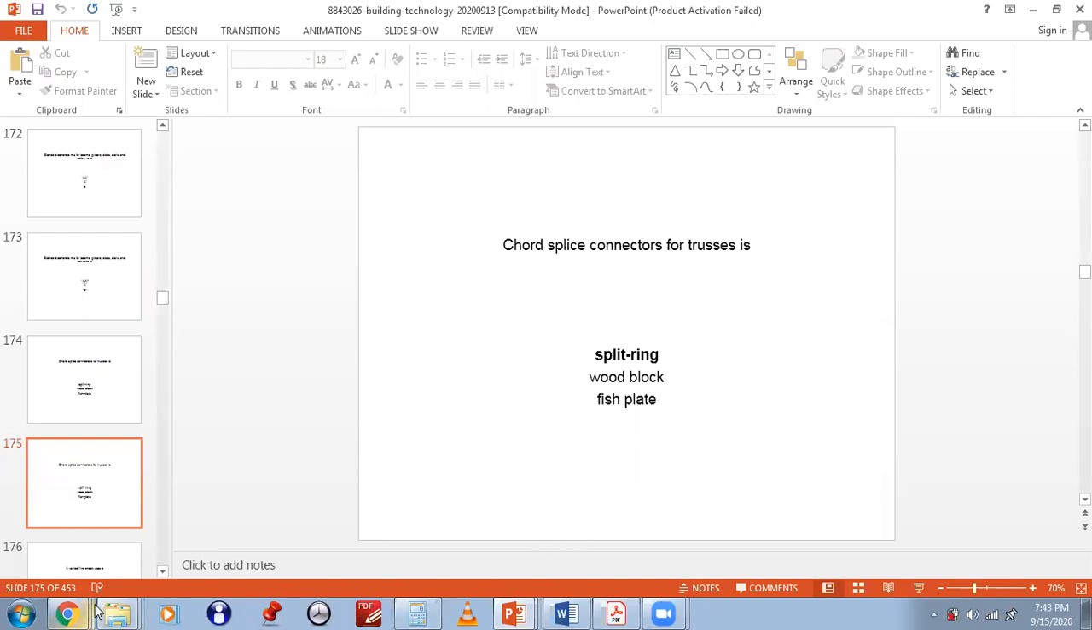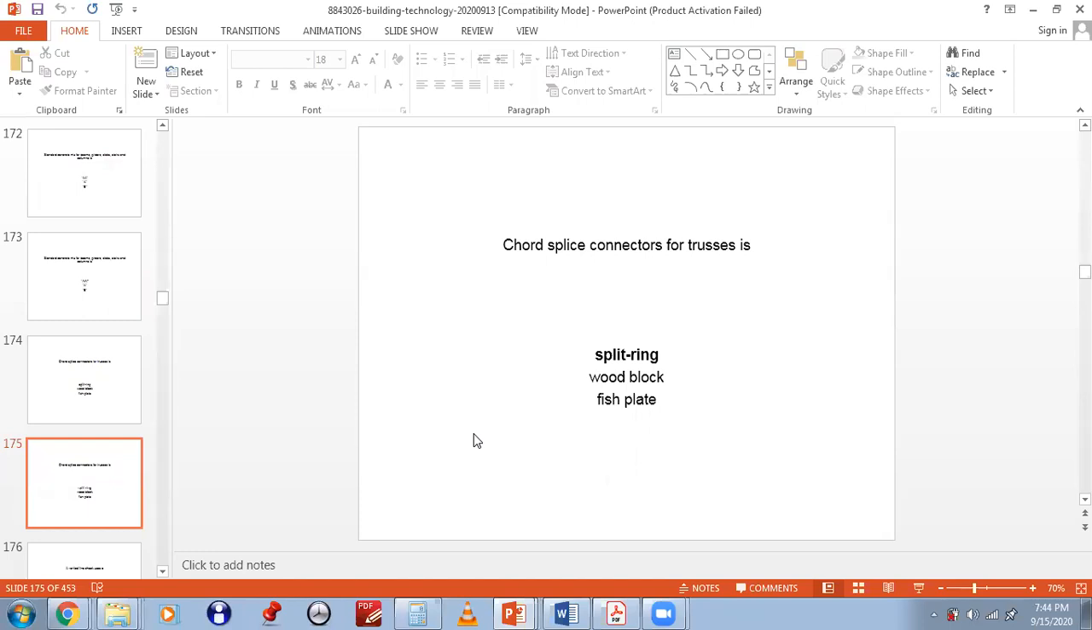So let's talk. Do you know what's a truss? In last class we have seen, I guess. Last time I think we discussed this thing. We discussed some parts of the truss. Yes, we discussed the roofing, the timber roof.